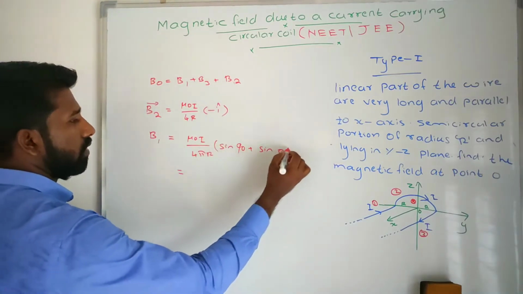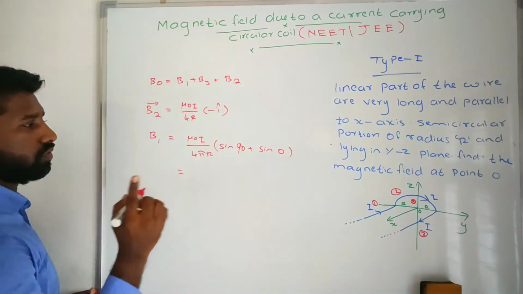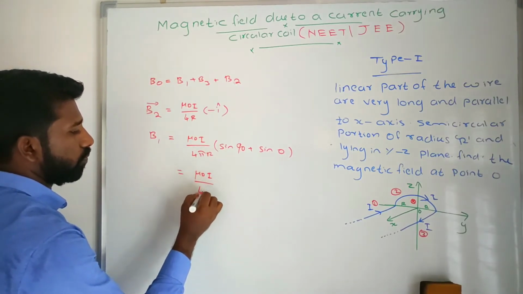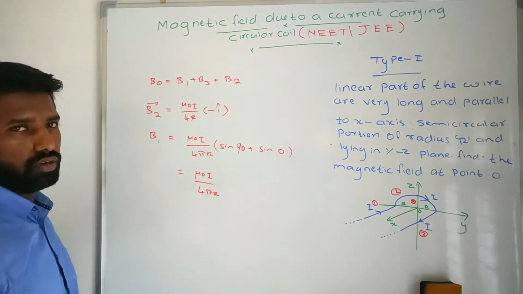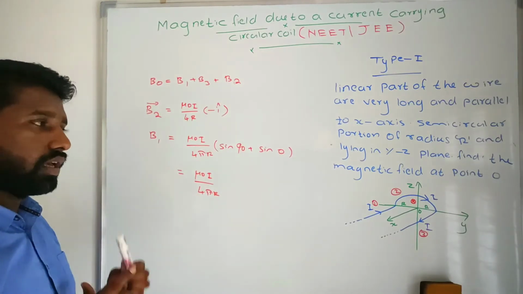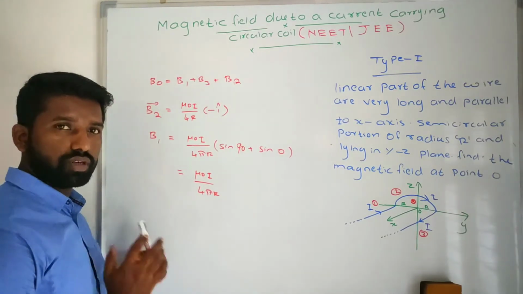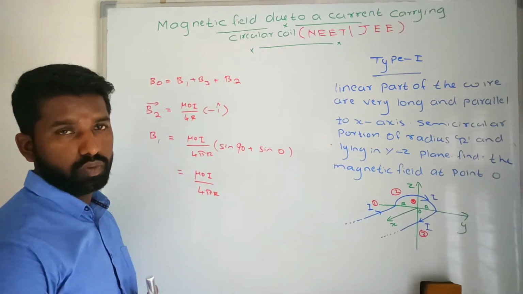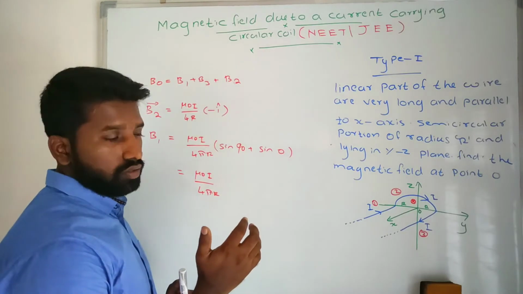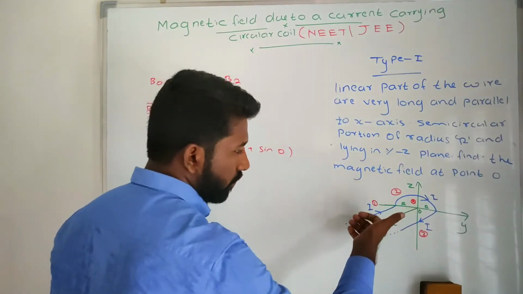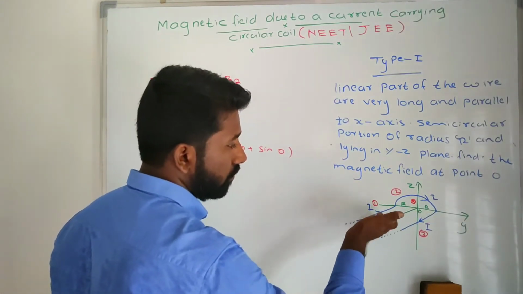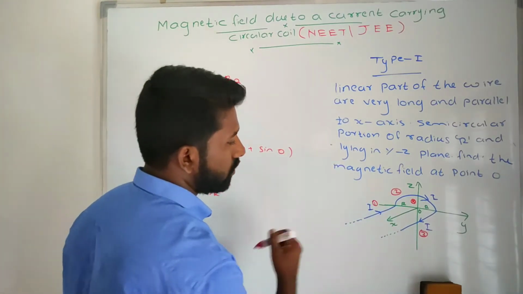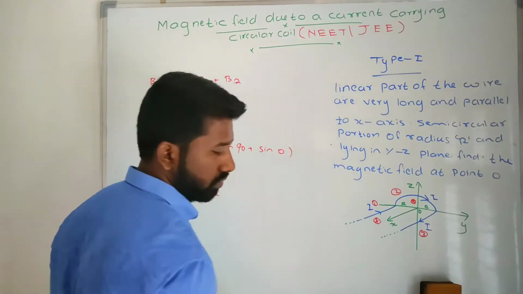Now you see sin 90 value is 1, and sin 0 value is 0. So mu 0 I by 4 pi r. This is the magnitude. What about the direction? Direction of the magnetic field produced by a straight current carrying conductor can be found out by the right hand thumb rule. Place your thumb in the direction of current, then the curled fingers give the magnetic field. So you see here it is going into the page and here it is coming out. So it is going into it.